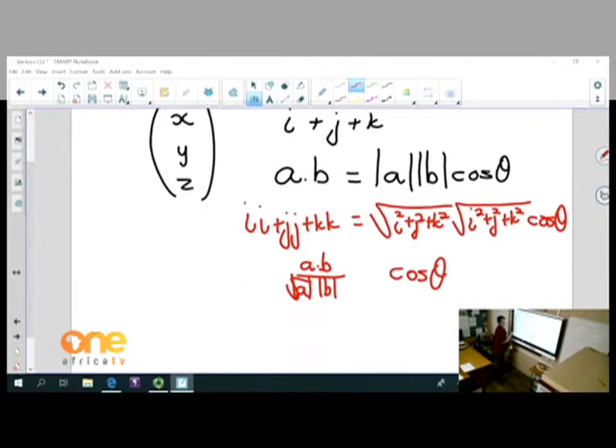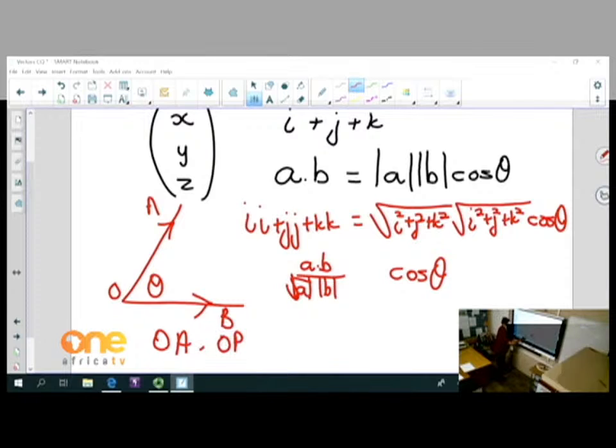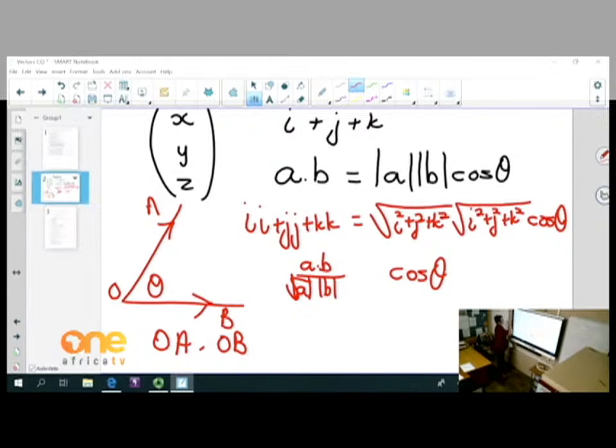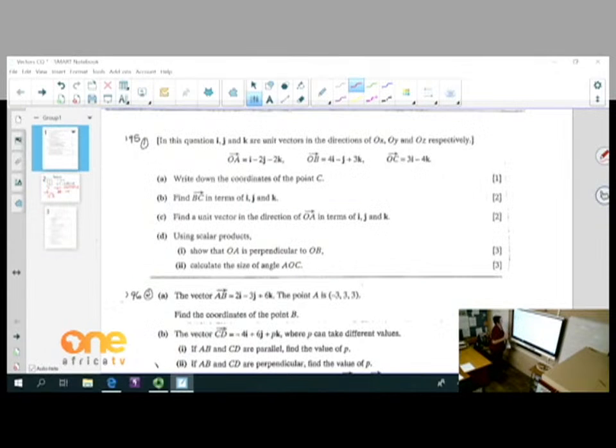What we must also clearly understand is that it is the angle between 2 vectors, arms out. Make sure that you don't change the direction here. So this is AOB, for instance. Then this is vector OA and OB. That is what we will use, arms out. Right, now let's look at the questions.